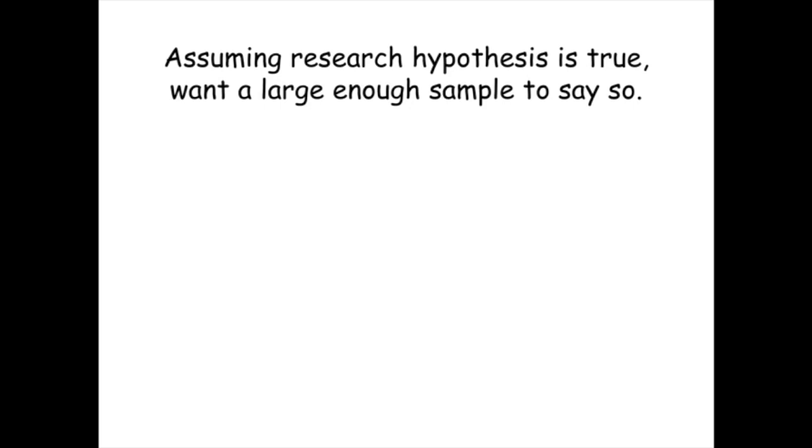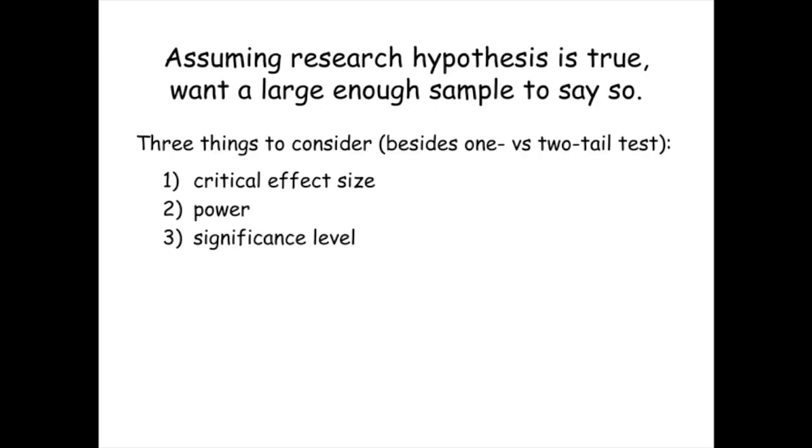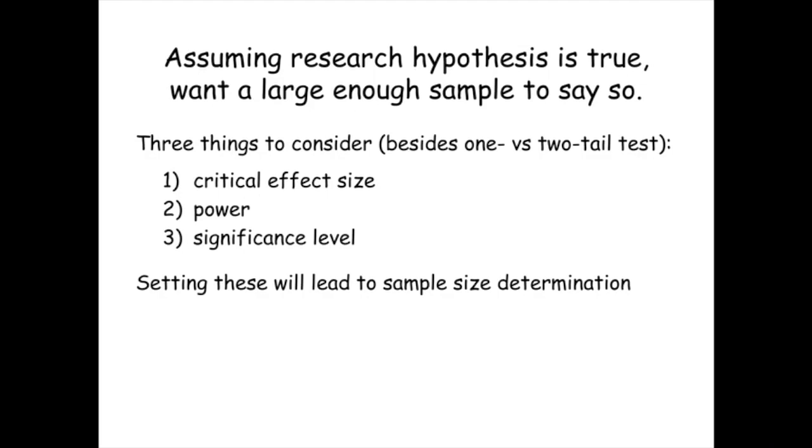That is, we solve for n. If we assume that the research hypothesis is true, then we want to make sure our sample size is large enough to reject the null hypothesis. The three major factors to consider are the critical effect size, power, and significance level. Once these are set, we can determine the sample size needed.